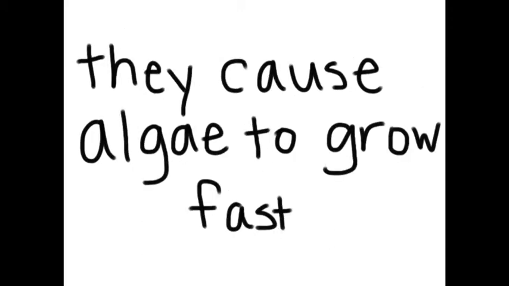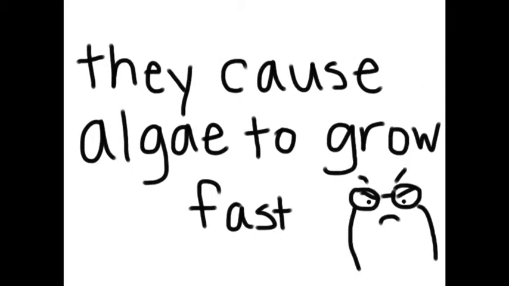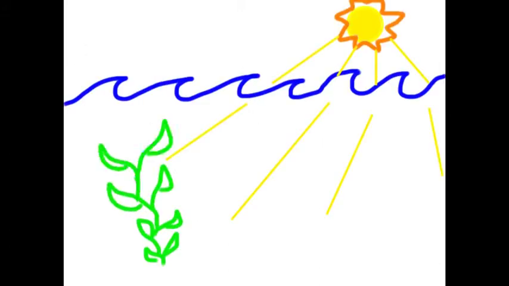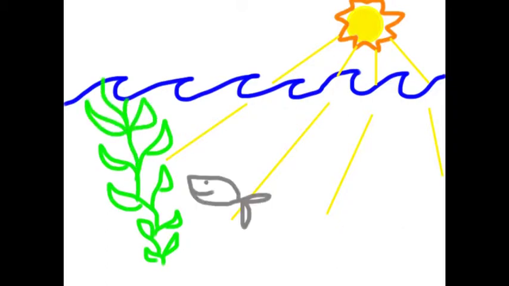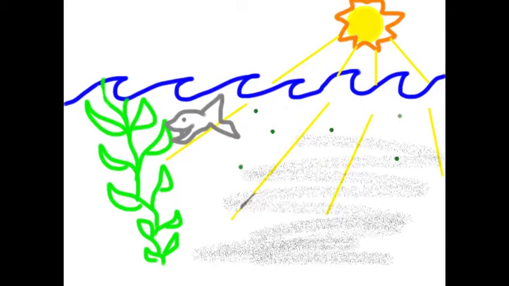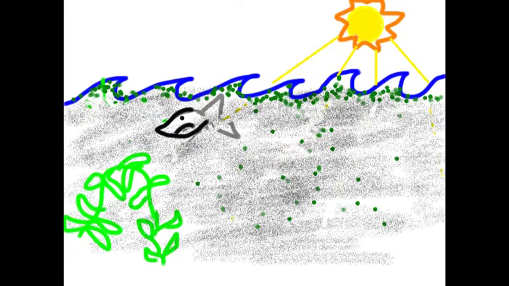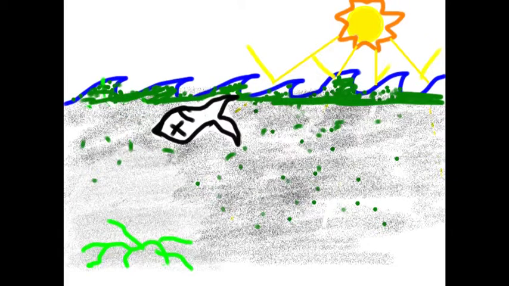Nitrates are a nutrient. They cause algae to grow extra fast. This process is called cultural eutrophication. When the algae bloom or overgrow, they block out light that animals and plants need to grow naturally. Nitrates are also toxic to human beings.